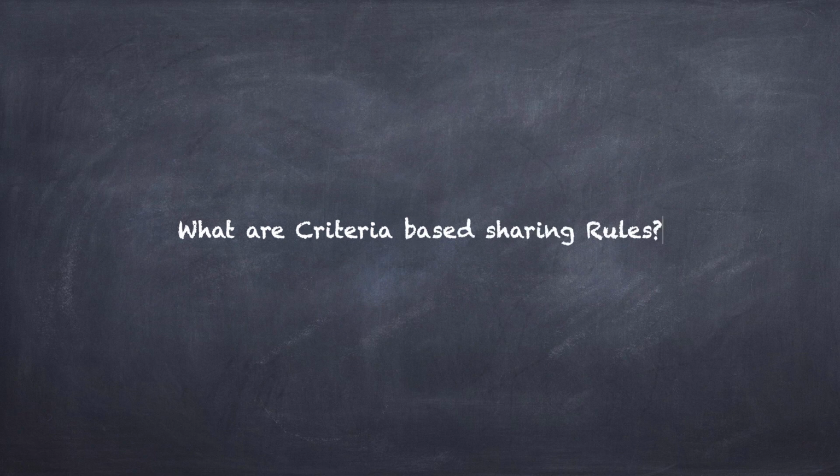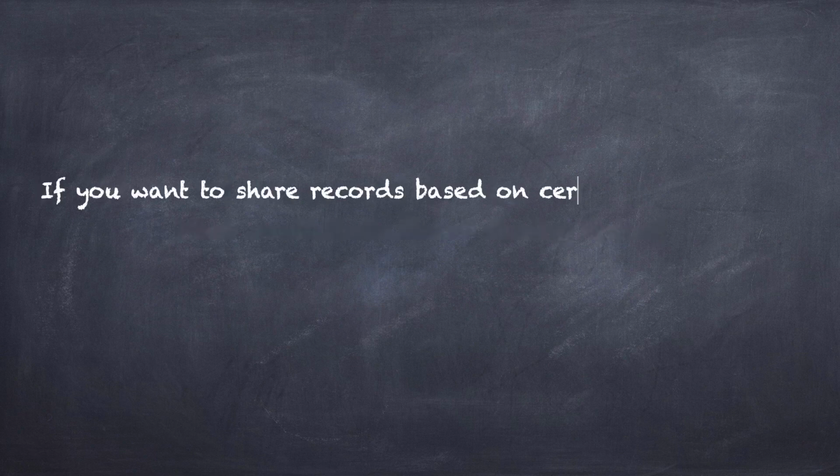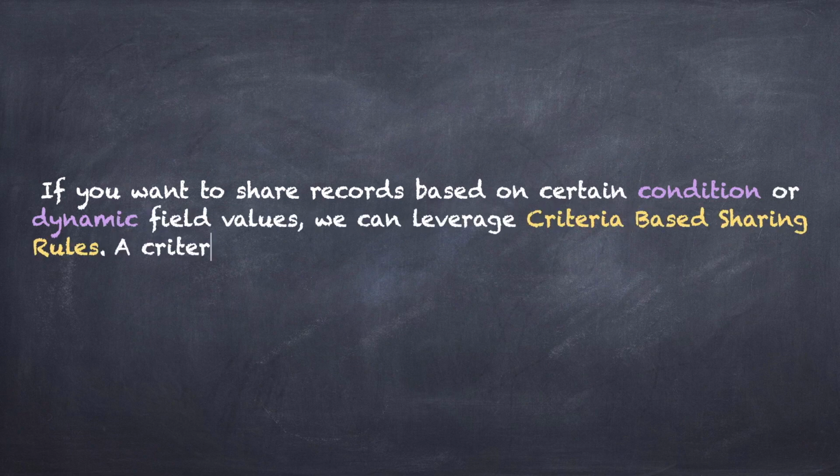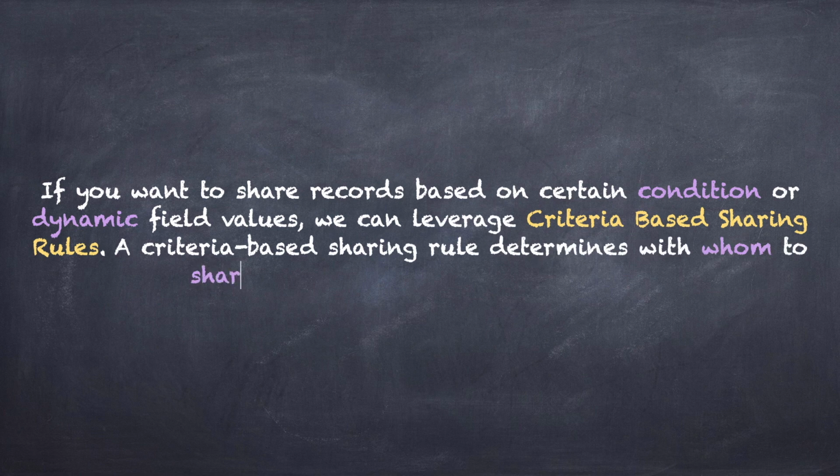What are criteria-based sharing rules? If you want to share records based on certain condition or dynamic field values, we can leverage criteria-based sharing rules. A criteria based sharing rule determines with whom to share the records based on field values.